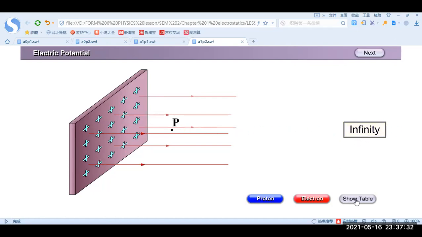Okay, then how about an electron? If an electron, what will happen? Same thing, if the electron is pulled toward the positive charge from a distance of infinity, the negative electron will move straight into the positive charge.